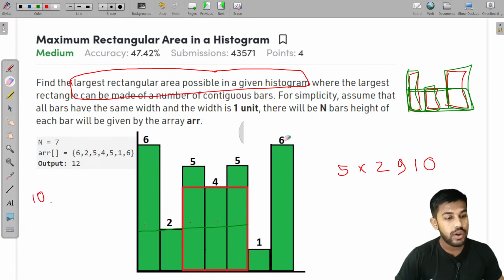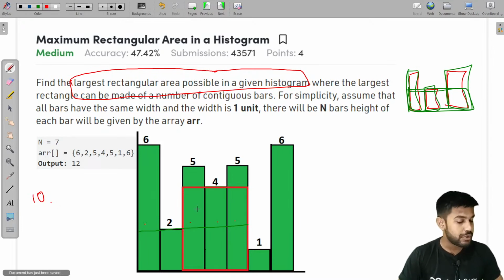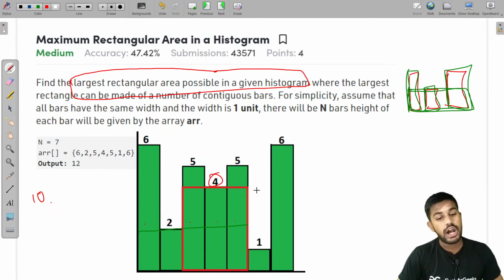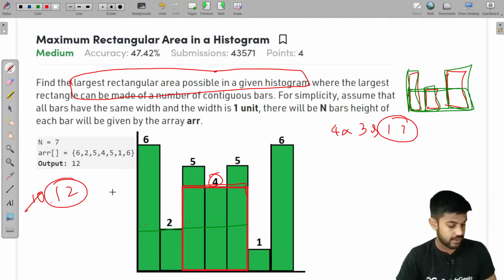Now let us see the next one. For 5, how far can we go? We can go no further, only 5 into 1 is equal to 5. So that won't be contributing to the answer. Now for 4, how far can we go? We can only go till this far, and this would be 4 into 3, that is 12. So 12 is greater, so the answer would be 12 for now.